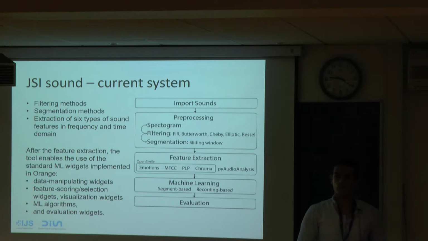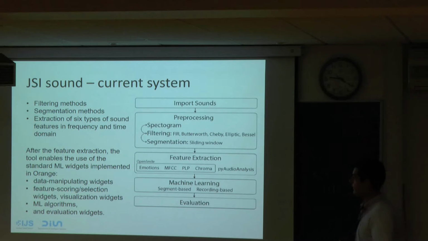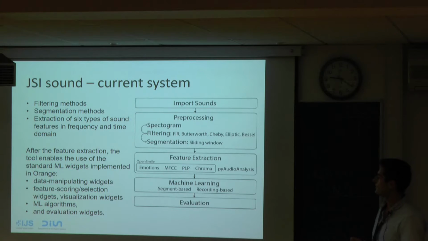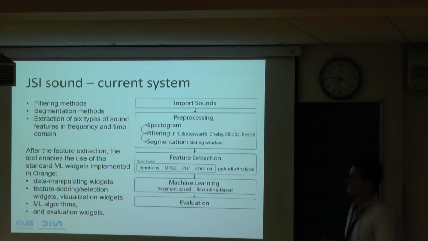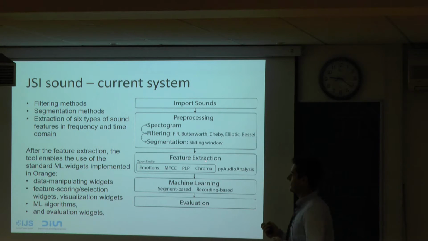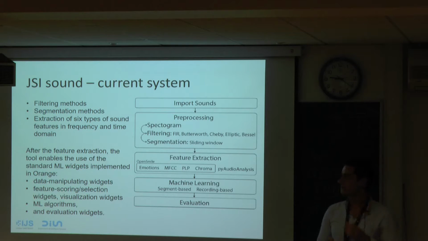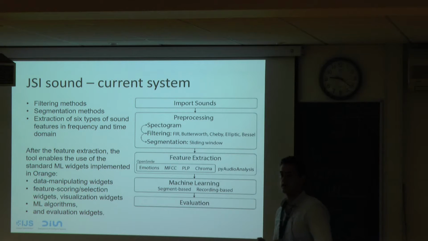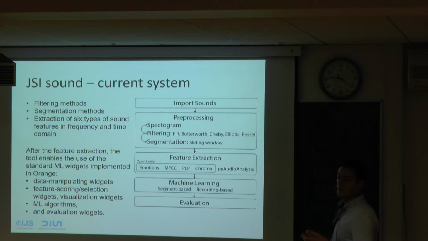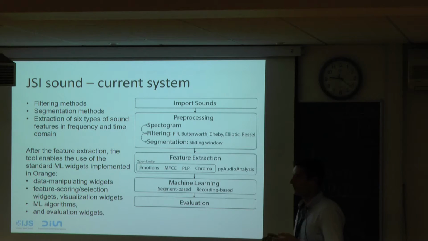This is the workflow of JSON Sound. So at the very beginning, we built a tool with which you can import the sound in Orange, and then we have widgets which are used for pre-processing of the sound. So whether you would like to check the spectrogram of the sound or filtering, we have 4 or 5 types of filtering methods. The segmentation for now is only sliding window. So, for example, depending on the parameter that we would choose, it takes 4 seconds, and it fits into a feature extraction algorithm.